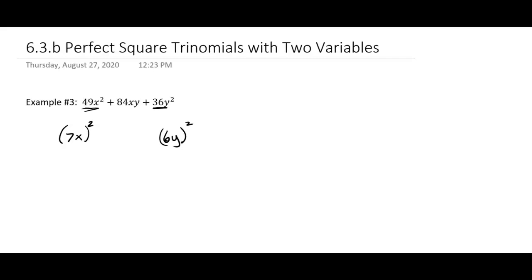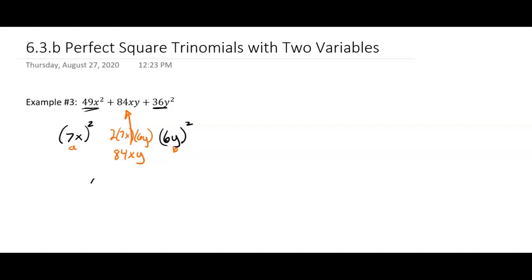And so then here comes the question. The middle, this is my a, this is my b. So the middle part has to be 2 times 7x times 6y. Well, 7 times 6 is 42, and if I double that, that's going to be 84xy. So yes, it is a perfect square trinomial, and so it's going to factor.